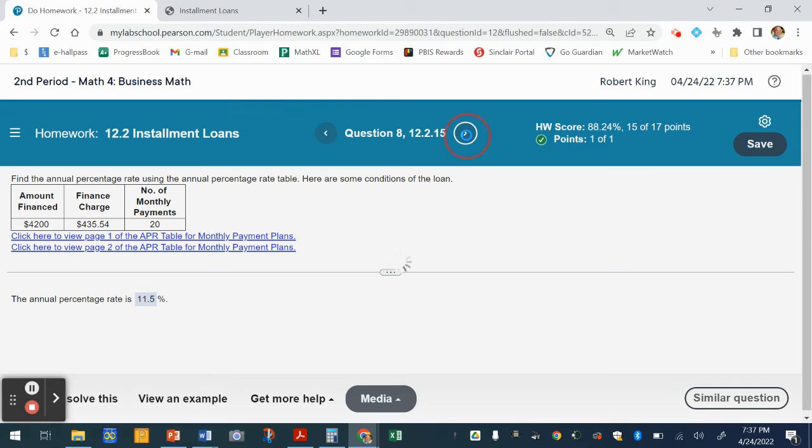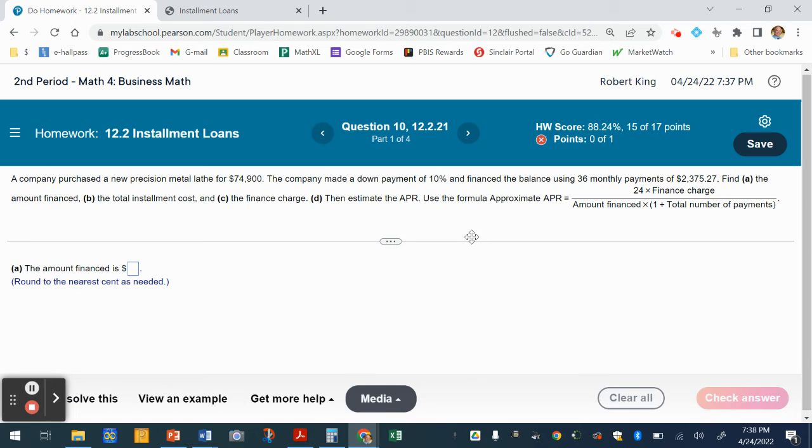Now I'll be doing another example here in just a second. I'm going to go to question number 10. You'll see this again. So a company purchased a new precision metal lathe for $74,900. The company made a 10% down payment and financed the balance using 36 monthly payments of $2,375.27. Find the amount financed, the total installment cost, and the annual percentage charge. Then estimate the APR. Use the formula that they give you. Okay, so we're estimating the APR this time, not getting the exact.